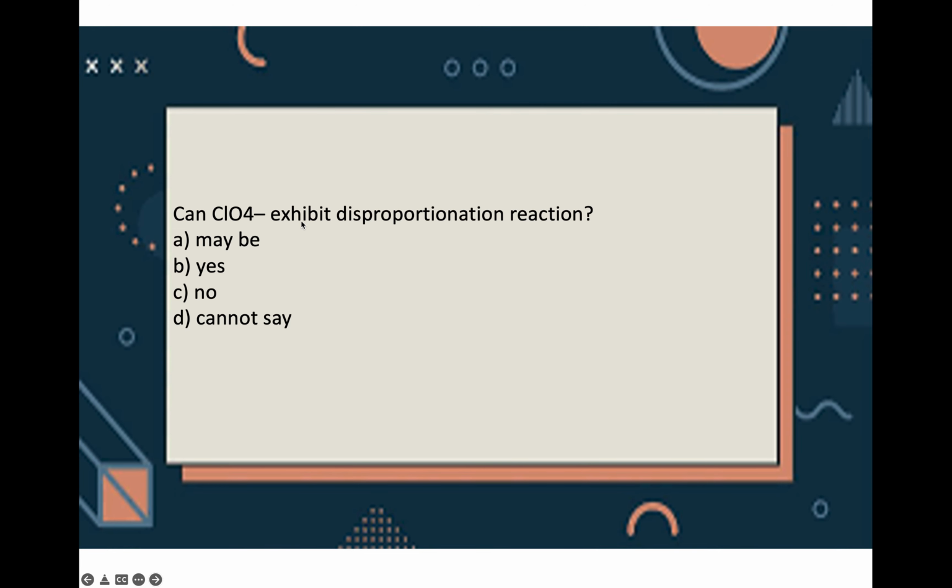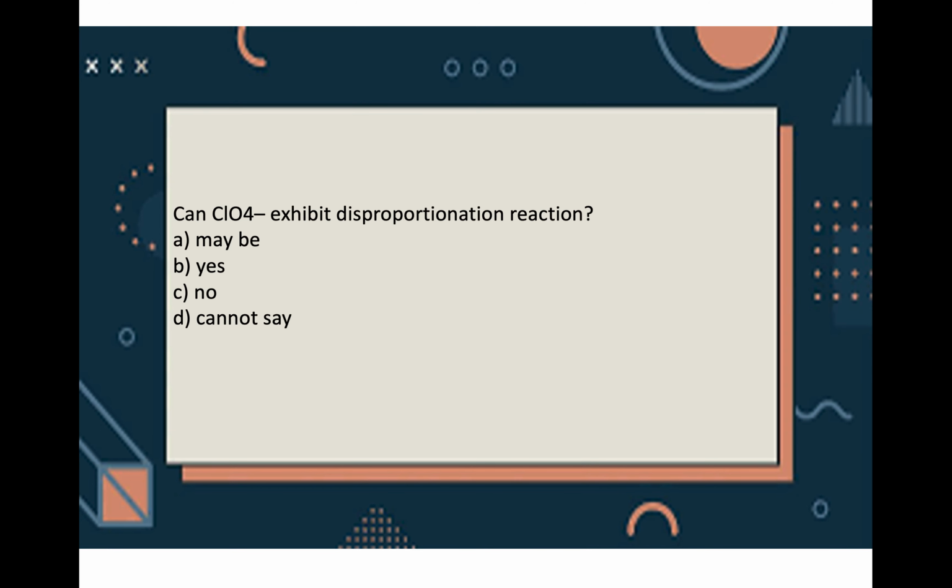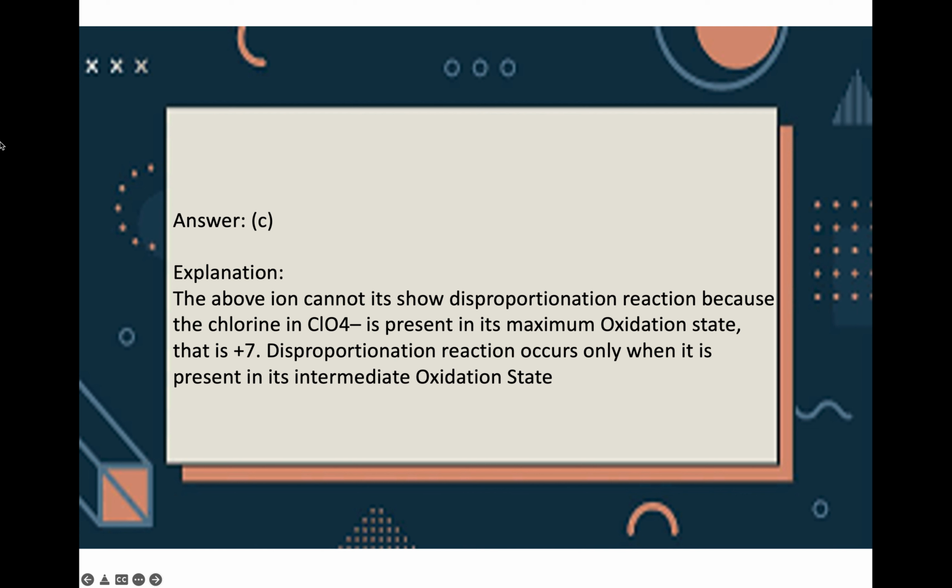Now can ClO4 minus exhibit a disproportionation reaction? Yes, no, or cannot say. Answer is C, that is no. Why? Because this ion cannot show a disproportionation reaction, because chlorine in ClO4 minus is present in its maximum oxidation state, that is plus 7. So the reaction occurs only when it is present in an intermediate oxidation state.